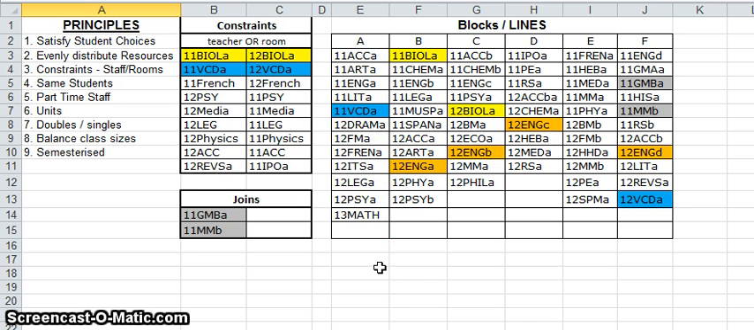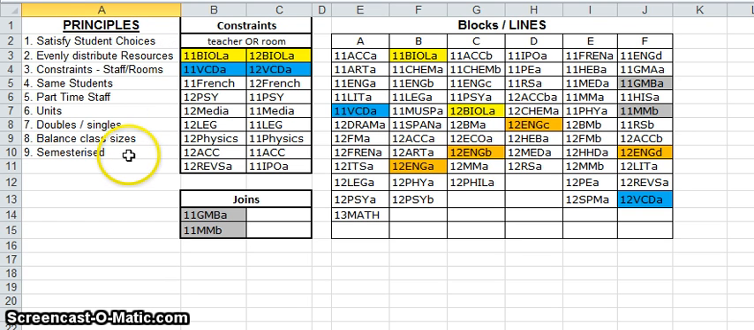We tend not to do that in this state. It's more likely to happen in private schools for various reasons. But in the government system, we tend to run English and maths on different lines because that satisfies this first requirement here, which maximises student choice.